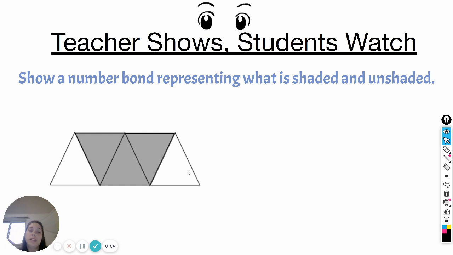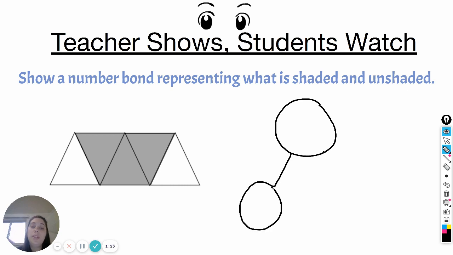Now we're going to do something similar, except you can see that this isn't a fraction strip, but it is still a shape broken into equal pieces. And now we're going to be making a number bond to represent those pieces of our whole. So if you remember from back when we did number bonds, we have our big one on top, which is our whole. And then we're going to have two pieces to each of our number bonds. One piece will represent the shaded, and one piece will represent the unshaded.